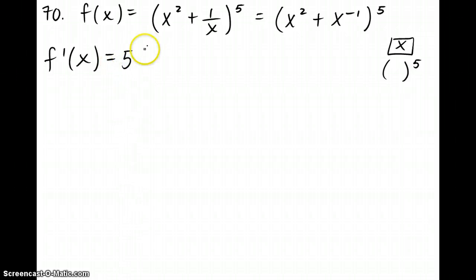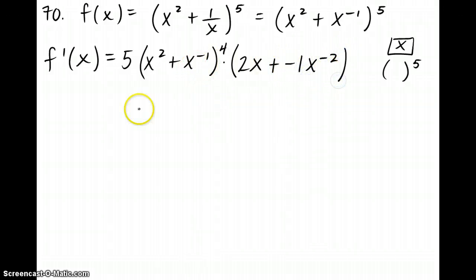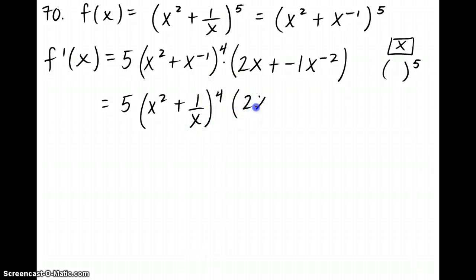So deriving the outside function first, bring the 5 out front, subtract 1 from the original exponent. Now multiply by the derivative of the inside. The derivative of x squared is 2x, plus the derivative of x to the negative 1, negative 1x to the negative 2nd power. So positive exponents, minus 1 over x squared.